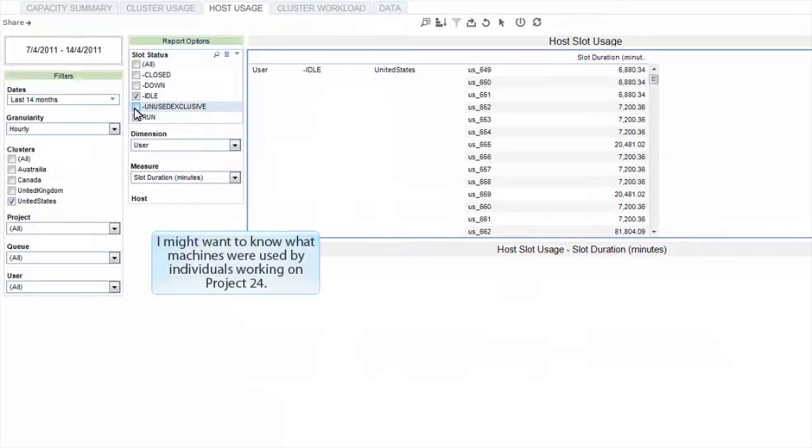I might want to know what machines were used by individuals working on Project 24 and how long each was used. I'll filter to show only hosts running jobs associated with this project.